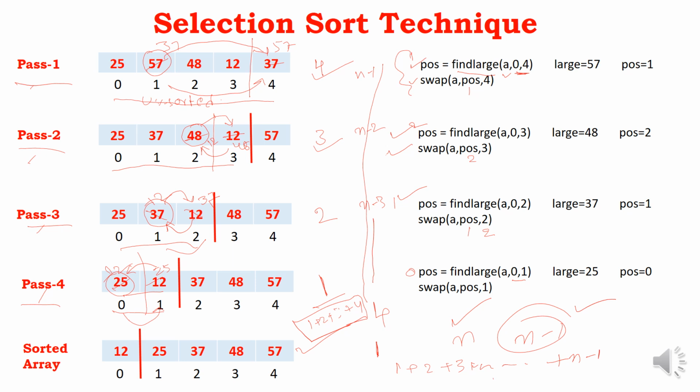By induction, we can say it is n into n minus 1 by 2, which is n square minus n by 2. The time complexity is directly proportional to the number of comparisons that are made in the procedure. So the time complexity will be considered as order of n square.